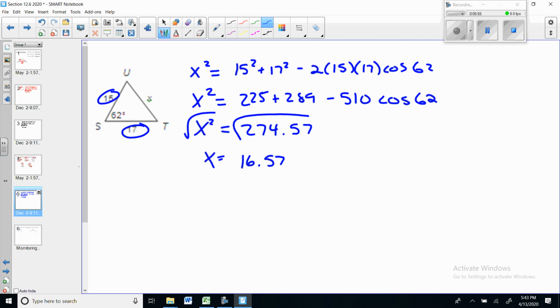The key thing that I want to make sure that you do not do, I want you to understand that this is one number itself. Do not try to take 225 plus 289 minus 510. That 510 is being multiplied by the cosine of 62. You've got to make sure that you type that all in one long stretch on your calculator in order to come up with your answer.